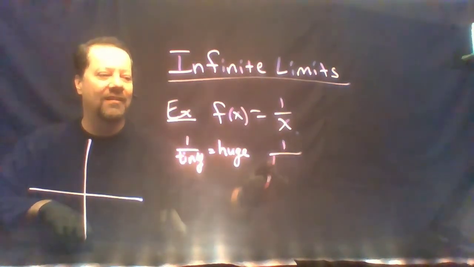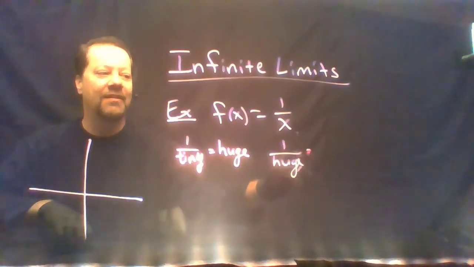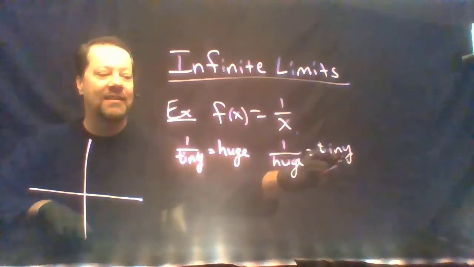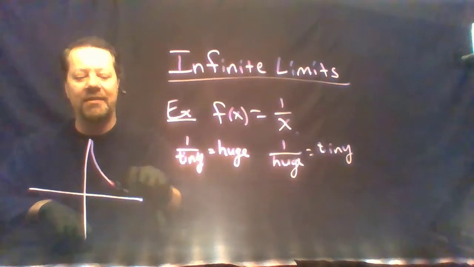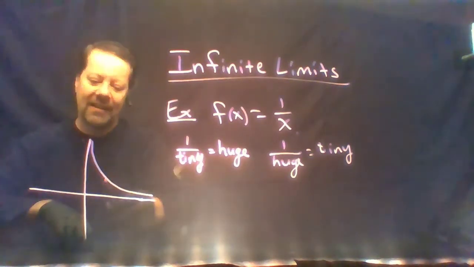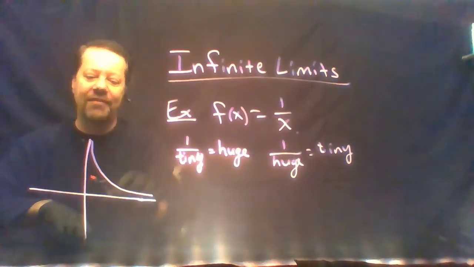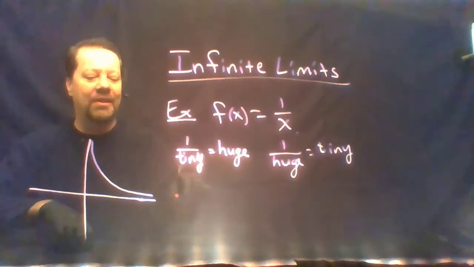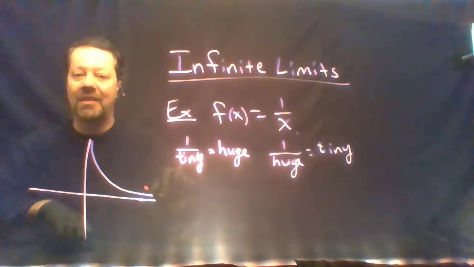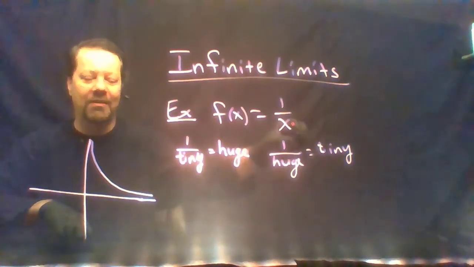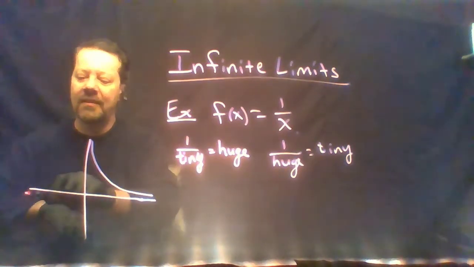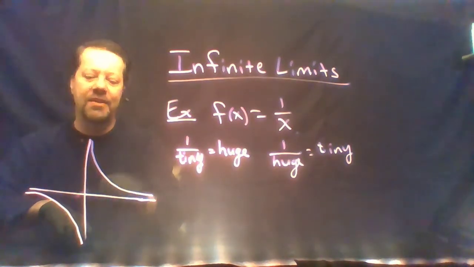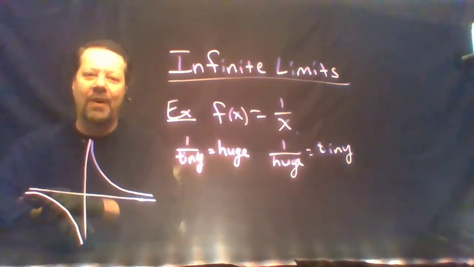Also, 1 over huge is tiny. We're seeing both of those here in the graph. If you plug in very tiny positive numbers, the function grows bigger and bigger and bigger. And as you plug in numbers that are bigger and bigger, you get numbers that are smaller and smaller and smaller output. You get kind of a symmetry here through the origin for negative values. 1 over a negative is still negative. So you end up in the third quadrant over here.